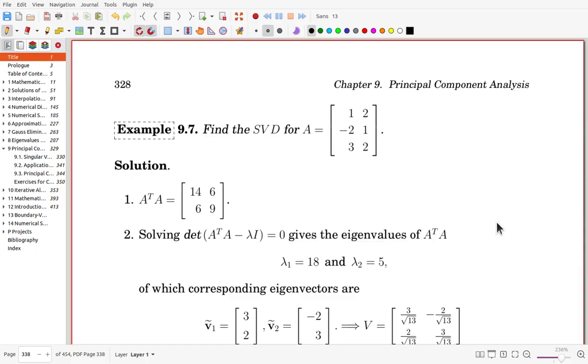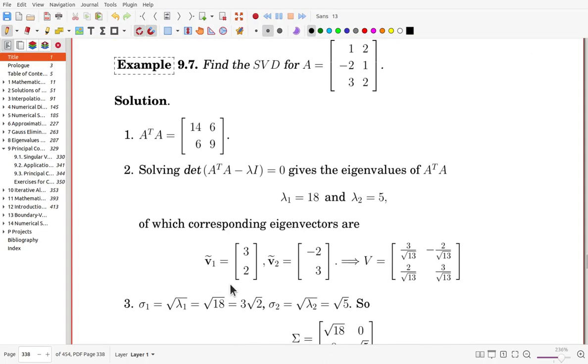Okay, here, in this example, we'll find the singular value decomposition for A, a 3 by 2 matrix. First, we form A transpose A, and now the characteristic equation of A transpose A, and if we solve this equation, then we have 18 and 5, 2 eigenvalues of A transpose A. And now for each one, the corresponding eigenvectors are given in this way. Once normalized, we can collect them in this matrix, which is the right singular vectors. Now for the eigenvalues, we take a square root to get singular values.